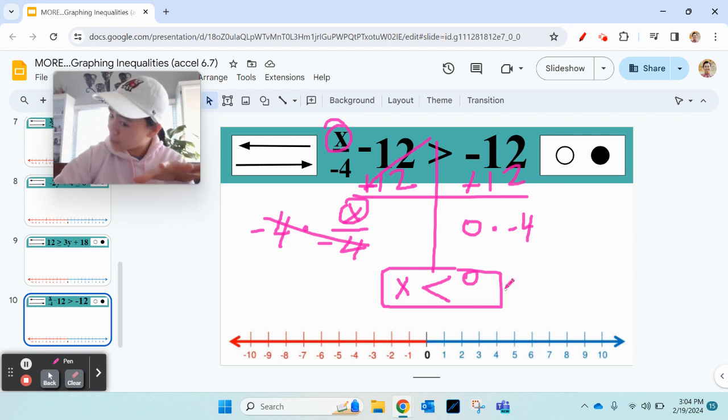It's just less than 0, so it doesn't include 0. So we're going to have an open point at 0. And all the numbers that are less than 0 are over here on the negative side.